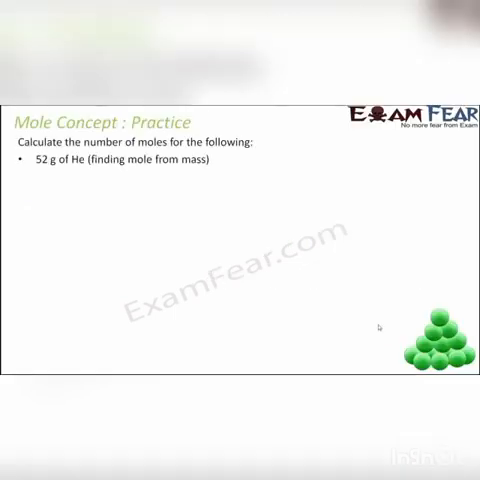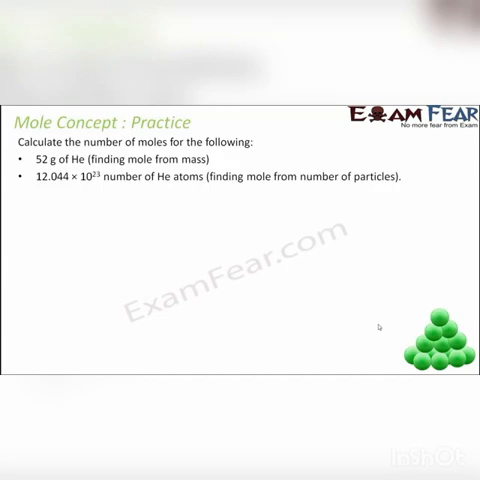Let's take some examples to practice. So we have to find the number of moles of the following: 52 gram of helium. You have to find the number of moles. So 1 mole of helium is how many grams? It is the molar mass of helium, that is 4 grams. So 4 gram is 1 mole. If 4 gram of helium is 1 mole, then 52 gram of helium is how many moles?